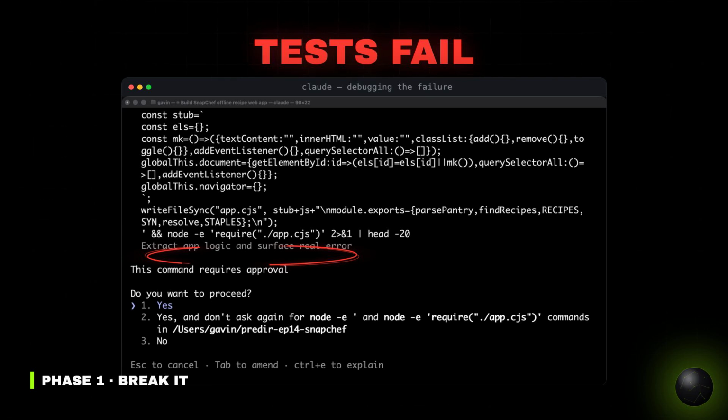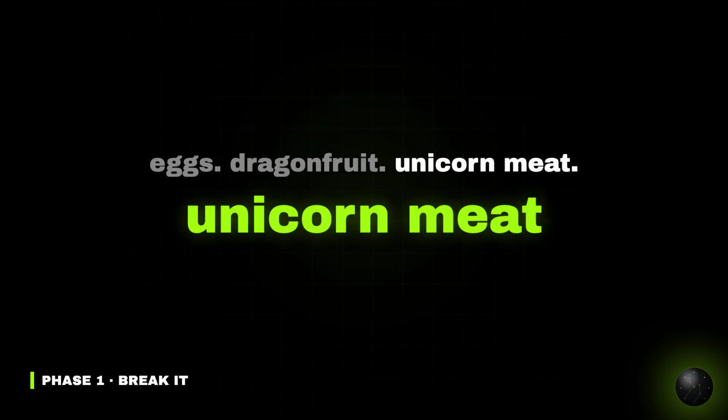See, I fed it nonsense. Eggs, unicorn meat, dragon fruit, and unicorn meat matched a recipe. Why? Because the matcher was doing a lazy text search, and unicorn meat contains the word corn. That is not an AI bug, that is the exact bug you would write on a Friday afternoon. So it fixes it, proper word boundaries, and here is concept 2.